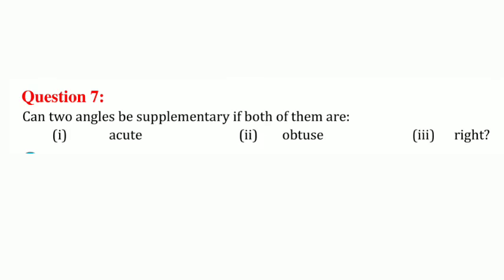In the seventh question, can two angles be supplementary if both are: first, acute; second, obtuse; and third, right? So try yourself first. Acute means below 90, obtuse means above 90 and right means exactly 90 degrees.